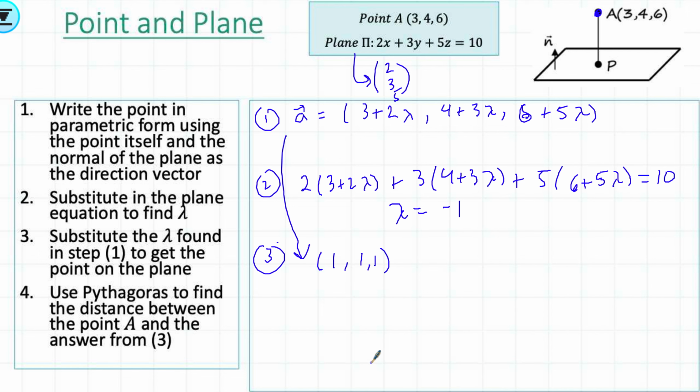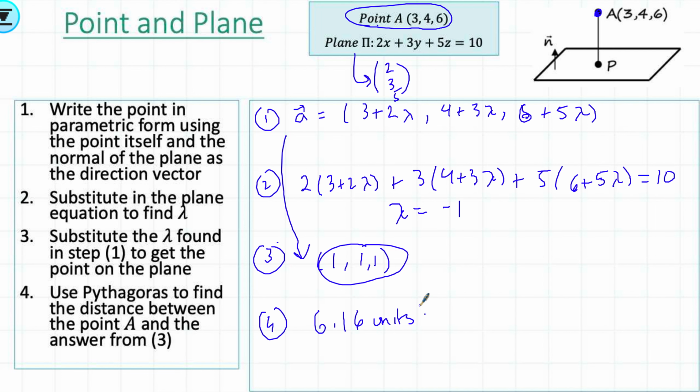And all you have to do now is find the distance between your original point A and this 1, 1, 1 point here. And this will be 6.16 units. Okay, so what we did in the beginning, we found a P that's kind of related to 3, 4, and 6, but that is on the plane. And for it to be directly below, lambda had to be negative 1. And then we just find the distance between those 2 points.